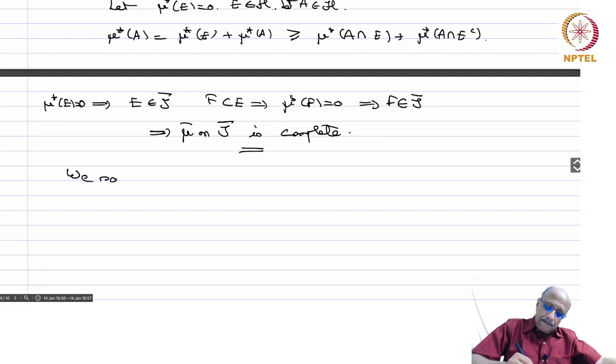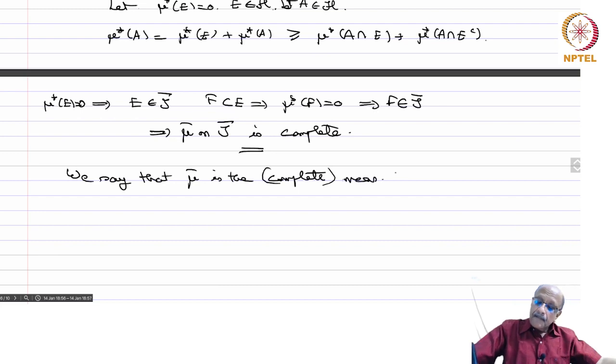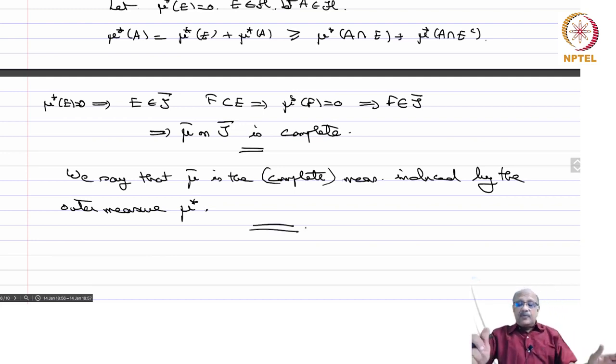So we say that mu bar is the complete measure induced by the outer measure mu star. So our next step is clear. We know that if you have a measure on a ring, then you can have an outer measure in a very natural way, and then I know how to construct a mu bar. Now the only question is, are the elements of the original ring also in the hereditary sigma ring? Are they all measurable or not? So that is a question which we have to answer, and once we answer that, then we will know how to extend a measure to something bigger. So we will do that next time.